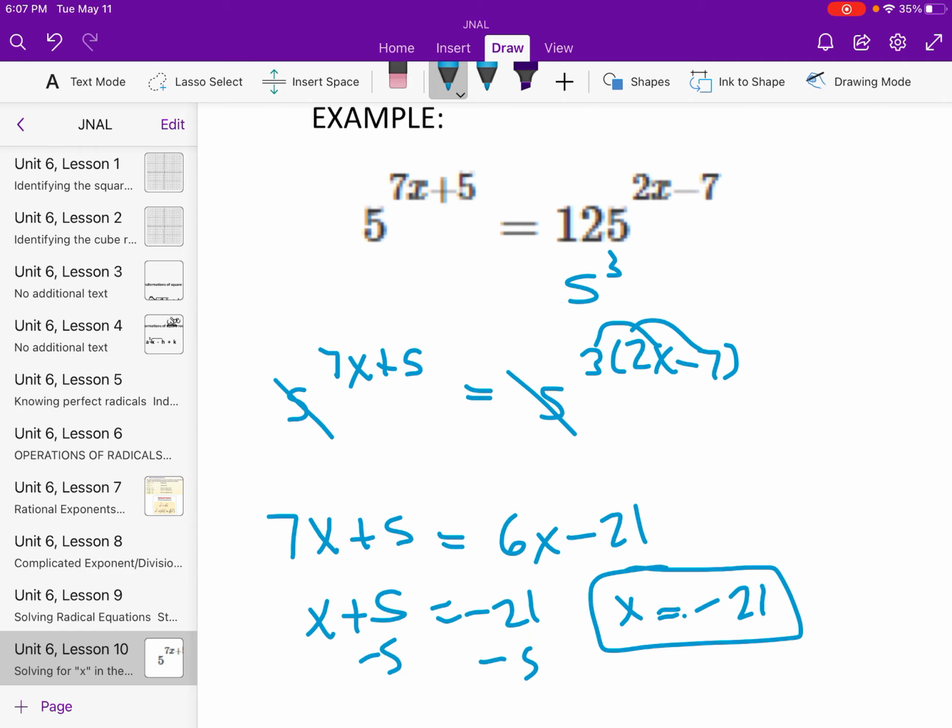So let's plug it in. Okay, so 5 to the power of 7 times negative 26 plus 5. I accidentally did plus 6, it's 5. You get 0. We have 0 on the left side, so let's see if the right side equals 0 too. It does, so that is the correct answer.